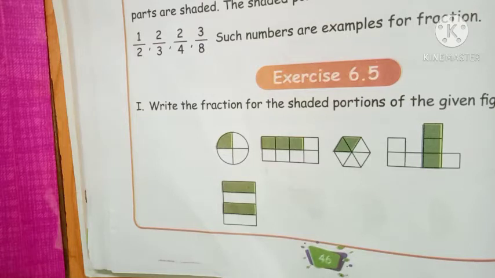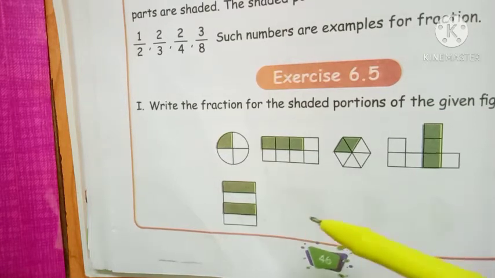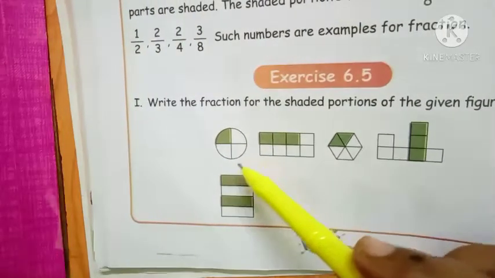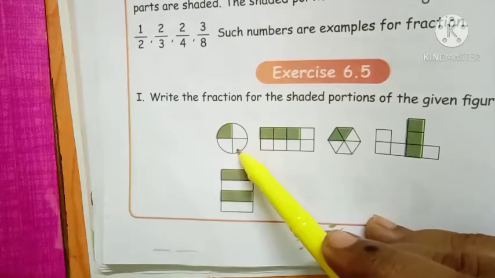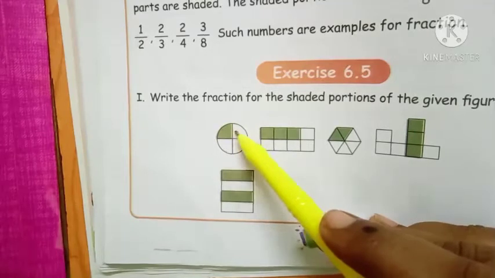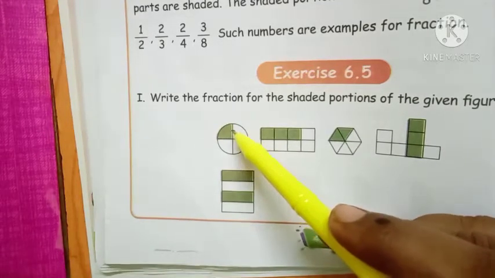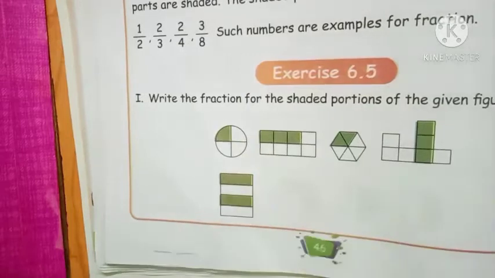In the previous class you learned exercise numbers 6.3 and 6.4. Shall I move now to exercise number 6.5? Here a picture with shaded parts is given, so you write the fractions. The first one is a circle shape. The circle is divided into 1, 2, 3, 4 parts, so the denominator is 4. The shaded part is only 1, so the numerator is 1. So 1 divided by 4 is the answer.